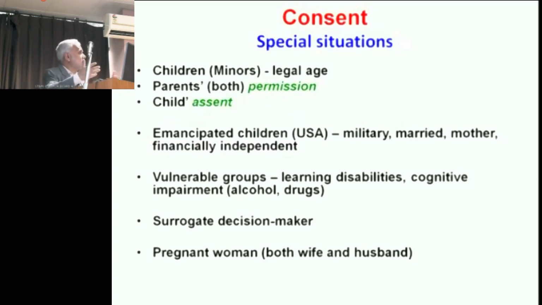So what are special situations? Children, who are below the legal age, so maybe 18, may not be the biological parents of the child. One may be biological, the other may not be. And in addition to the parents' permission, it comes from there, but even this, the child's assent has to be sought. Not permission, but the child in addition has to agree.